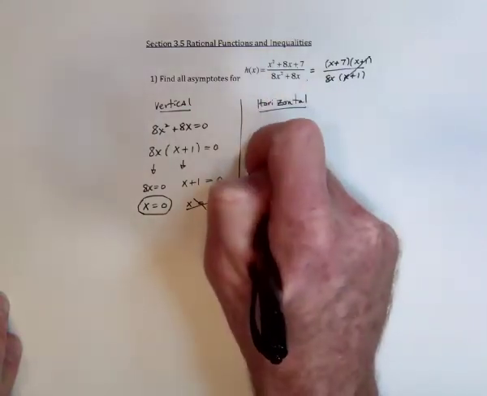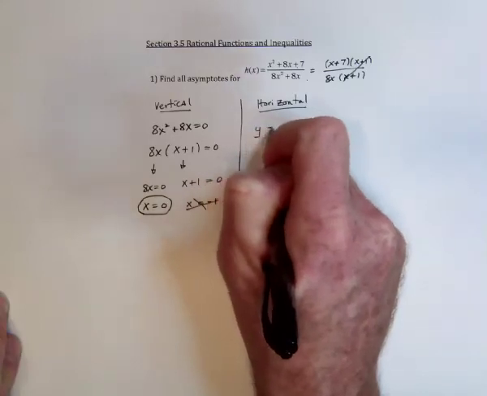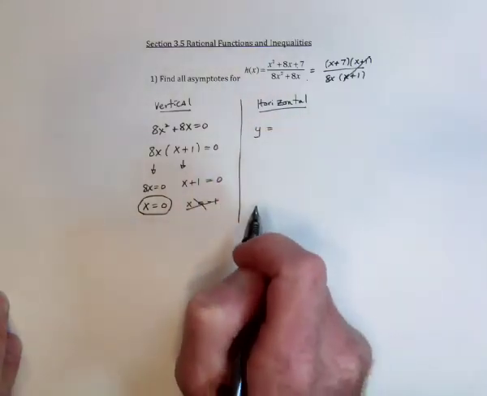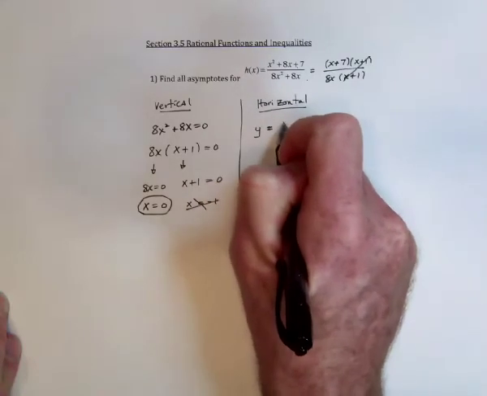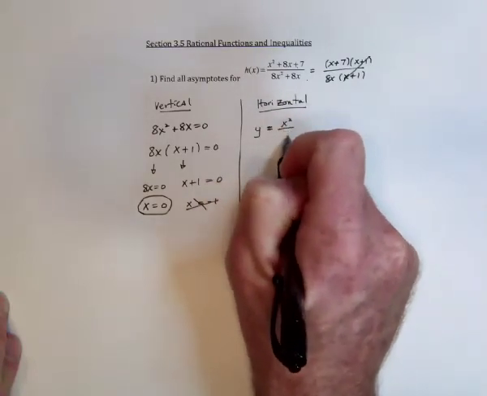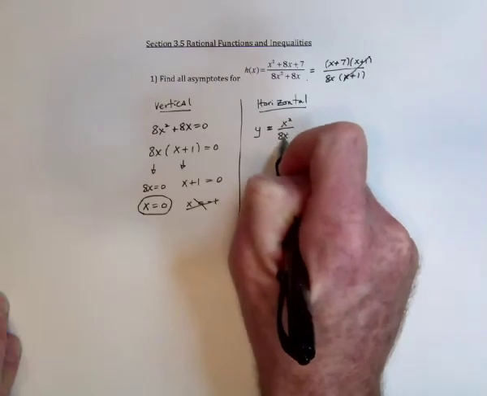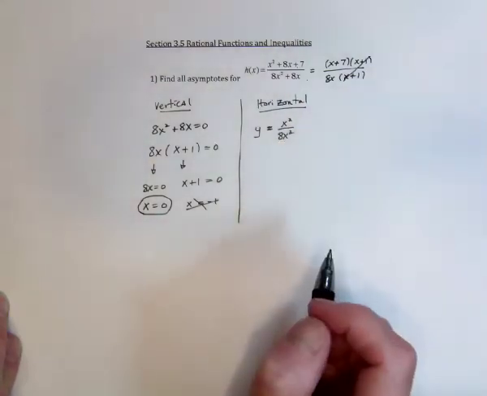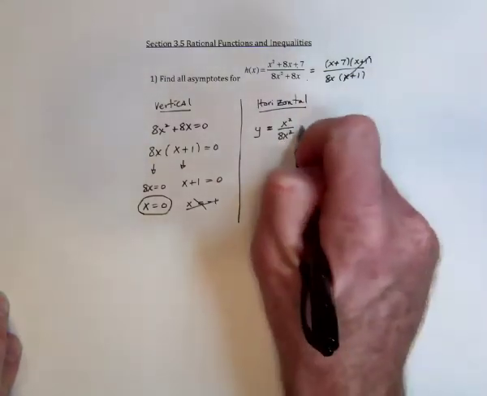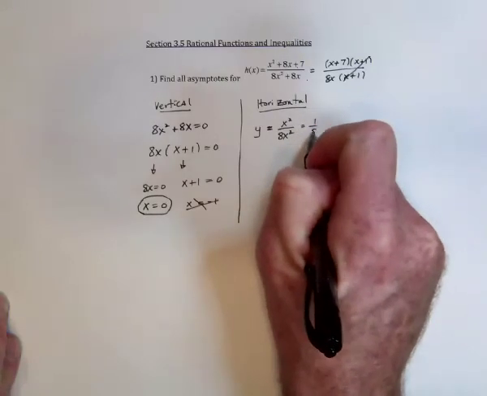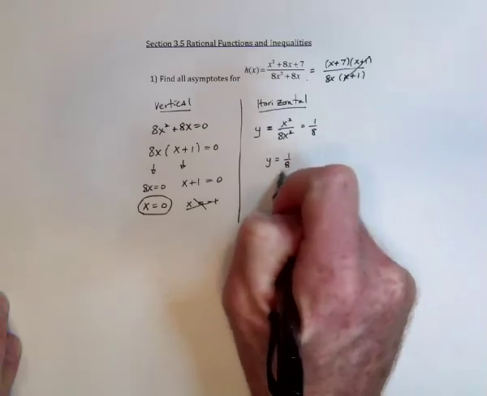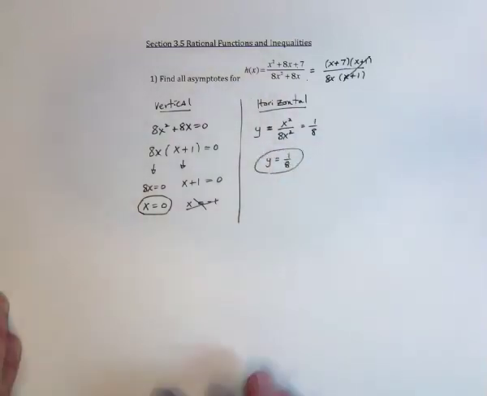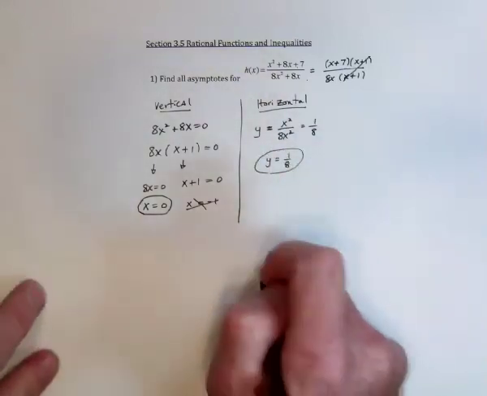So we can say that the h function, or for graphing in the xy system, the y value, can be approximated by just the x squared over 8x squared. And then reduce, and we get that it's 1/8. So y equals 1/8 is going to be the horizontal asymptote.